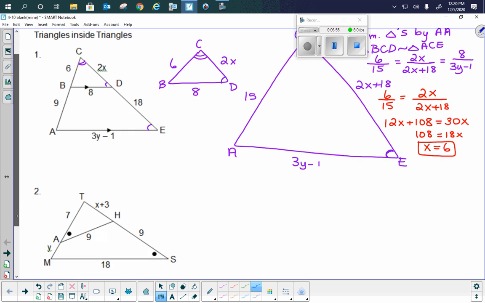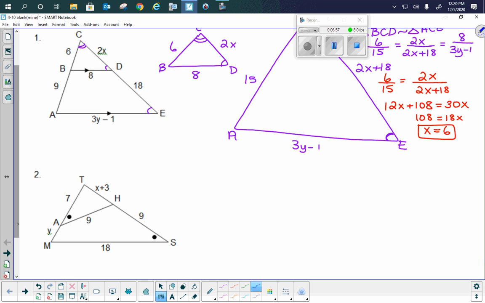Then, if we go ahead and do the first fraction with the last fraction, 6 over 15 equals 8 over the 3y minus 1. So we have all y's. Distribute the 6 to the 3y minus 1. That would give us 18y minus 6 equals 15 times 8, 120. Add 6 to both sides. 18y will be 126. Divide by 18, y will equal 7. Okay, you're finished with 1.